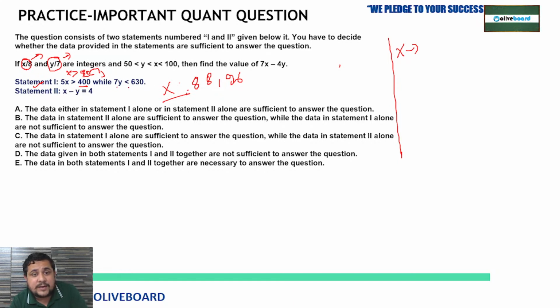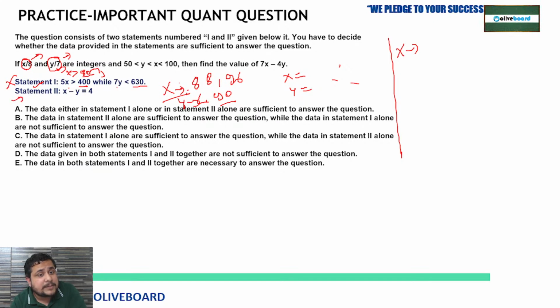Now y: 7y is less than 630. I have explained each and everything in detail so you will have a better idea, but in the exam, just go through this. Now if we go for y less than 90, we have to consider all the values less than 90 for y in multiples of 7. But it is not sufficient to answer, because we are not getting the confirmed value of x and of y from statement 1.